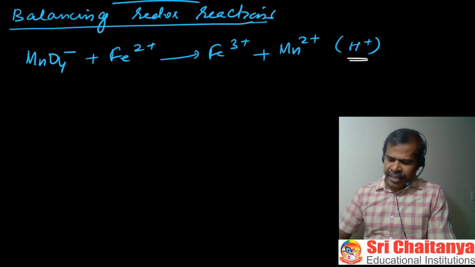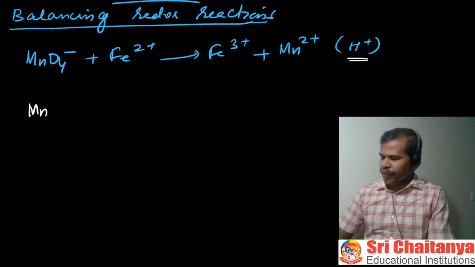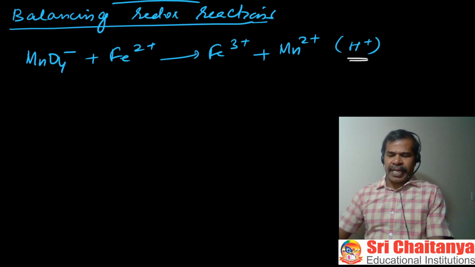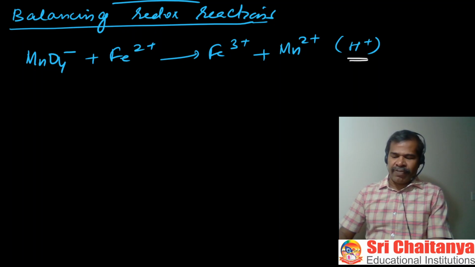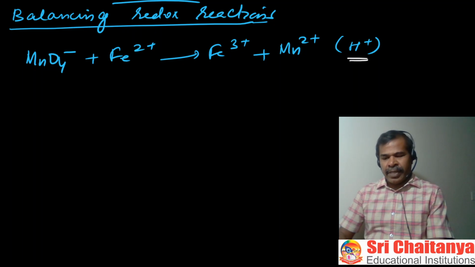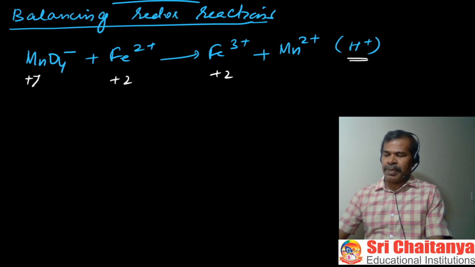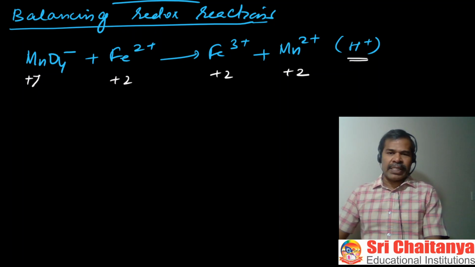So I'll rewrite the reaction. Say MnO4⁻. Okay, we'll calculate in that only. From the given reaction itself, we'll find the oxidation states of these different elements. So manganese is in +7 state. You can work it out, and Fe is +2 here, and manganese in +2 state. So you find out the oxidation states.